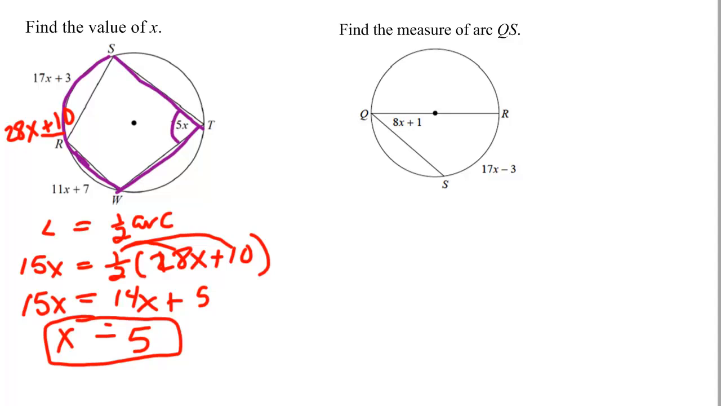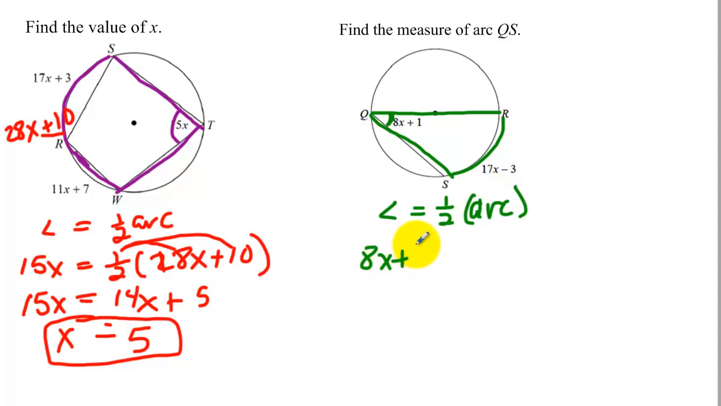More algebra. Sweet. Can't get enough of it. Okay, so here's our angle. Coming from our angle, we see our intercepted arc here. So let's use our formula again. We're going to put in our angle, set it equal to half of our arc. Okay, so the angle is 8x plus 1. Bring down that 1/2, and our arc is 17x minus 3.